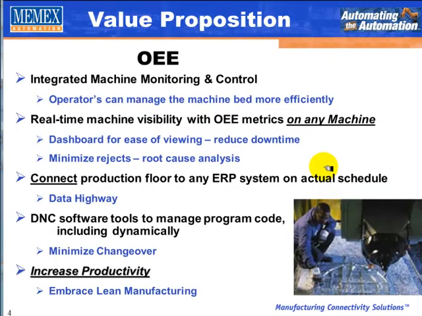with a project. The value proposition is integrated machine monitoring and control, real-time machine visibility with OEE metrics on any machine, connecting your production floor to your business systems, including D&C software for program control and coding. We can increase your productivity, and you can embrace lean manufacturing concepts.